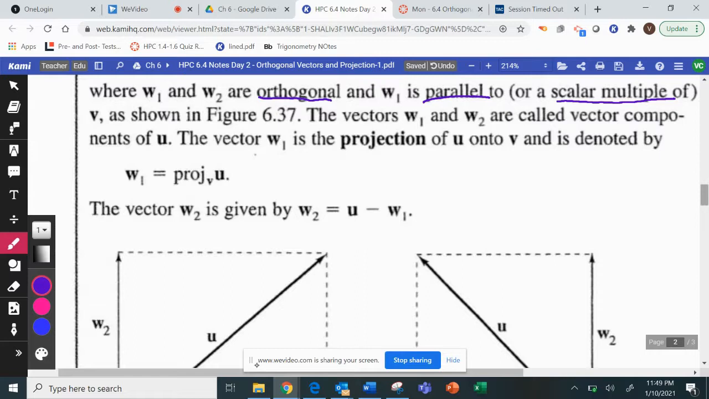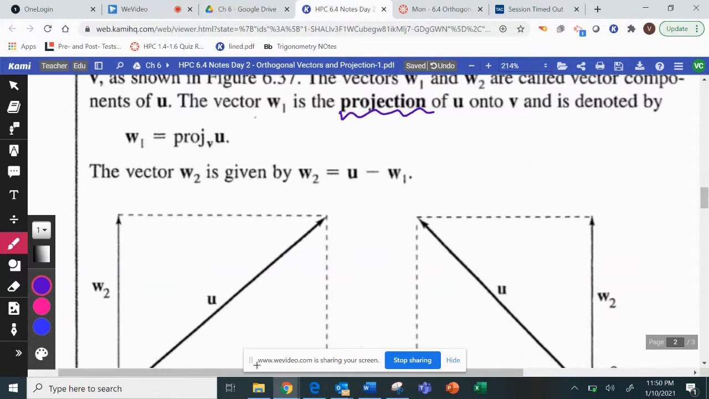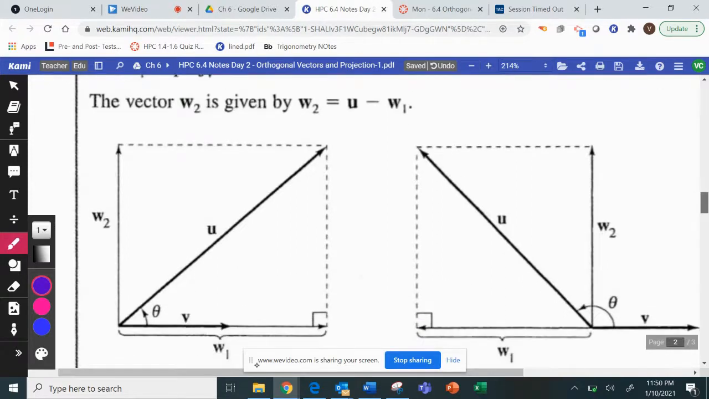The vector W1 is the projection of u onto v and is denoted by W sub 1 equals projection onto v of u. The vector W sub 2 is given by u minus W sub 1.